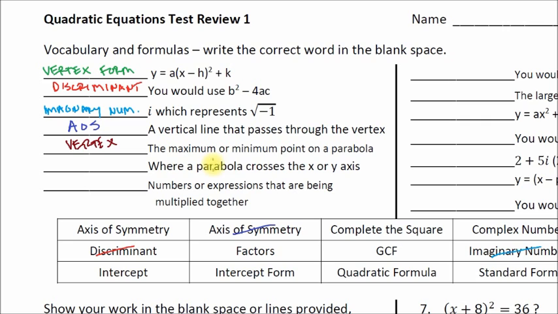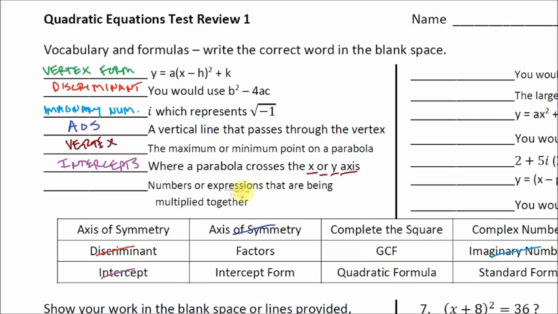Next one, where a parabola crosses the x or y axis. So wherever it crosses an axis in a coordinate plane, those are called intercepts. We haven't dealt too much with y-intercepts, but we have talked about them. Mostly we deal with x-intercepts, but also remember, class, the y-intercept is one of the ways you can find the starting point in a projectile motion problem. So these are called intercepts.